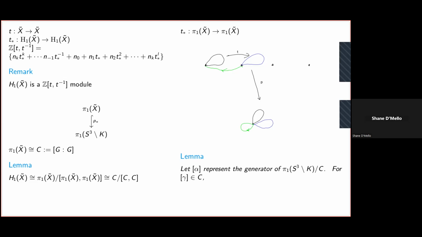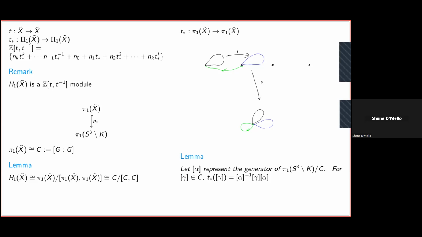Now, if you take something which is inside C, and you want to understand how T star acts on that gamma, well, it's simply conjugating by this element. So it acts by conjugation by this element. Now we completely understand. What we've done is we analyzed all this, and we went to this cover, and we went to the homology of the cover, and we looked at its module structure. But now we've kind of come back.